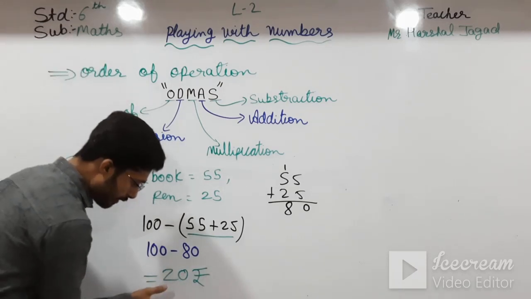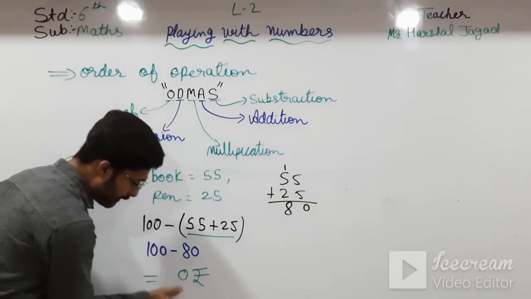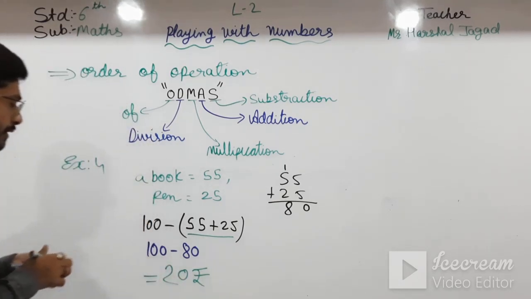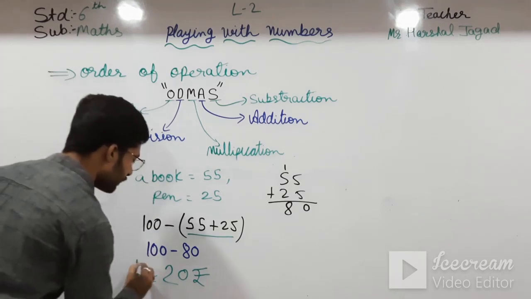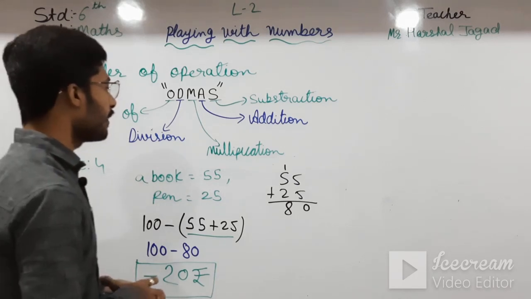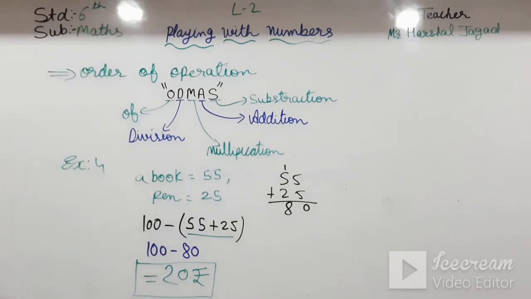I have written 2 only. You may think it is Z. It is 2 only. Okay students, it is 2. 20 rupees he will get back. Okay students, please note down this.